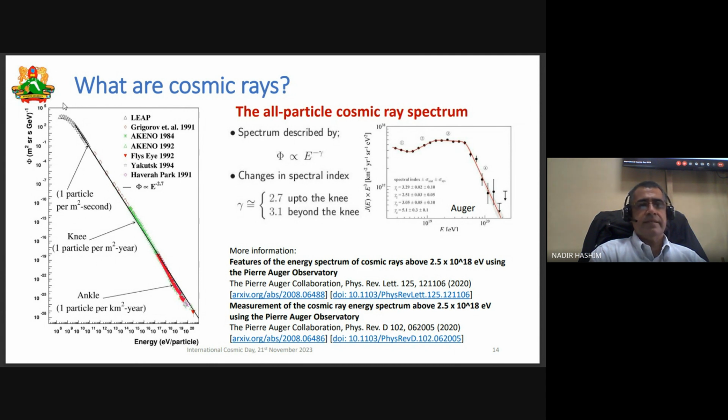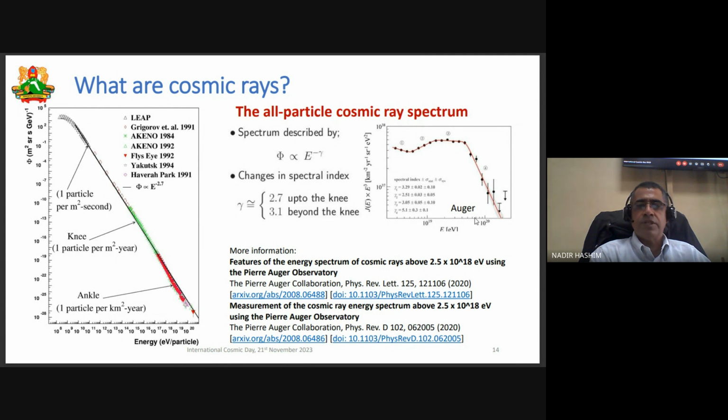And it's amazing that this all-particle spectrum is described by a simple power law, where the flux is proportional to the energy of the particle raised to negative gamma. Gamma is a spectral index. It changes at about 10^15 electron volts. That's the region we call the knee. And at about 10^19 or so electron volts, beyond the knee, it changes to 3.1.